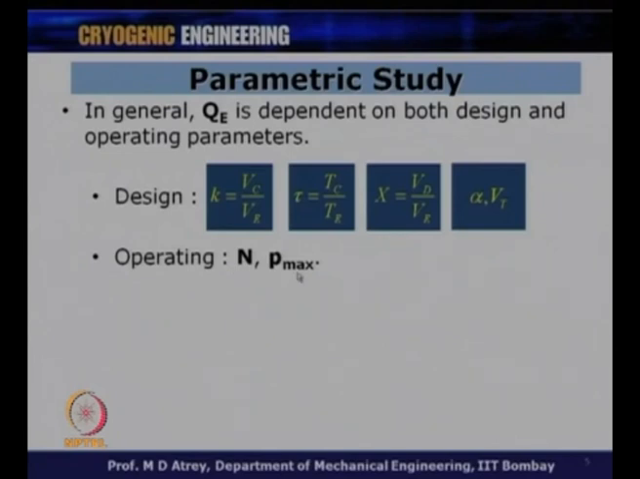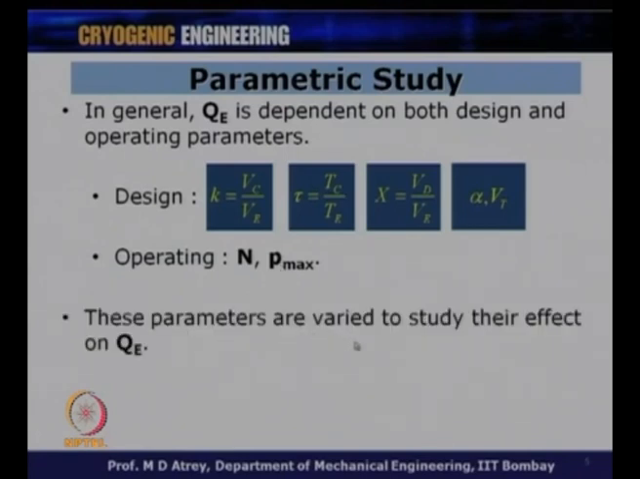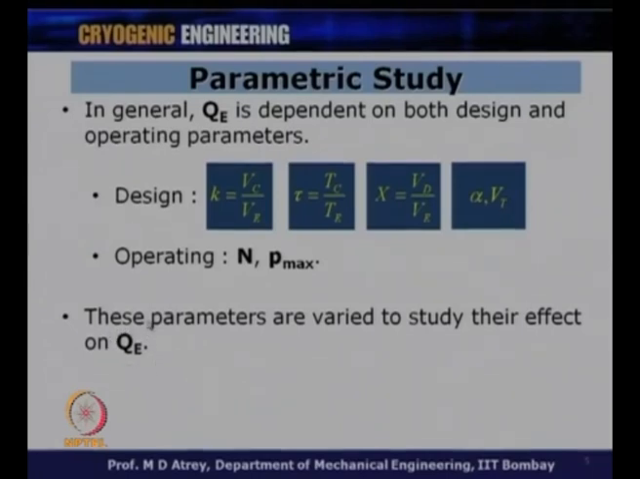They are not an inherent part taken in the design, in the sense they can be changed from outside. However, these two parameters have to be considered in design analysis. The design is carried out for a particular N or a particular P max, but these parameters can still be changed even after the design is made. These parameters are varied to study the effect on QE. Now, let us see what is the effect of all these parameters on QE, which is the cooling load that could be produced by the cryocooler.